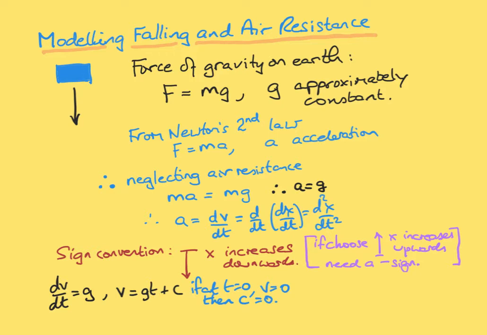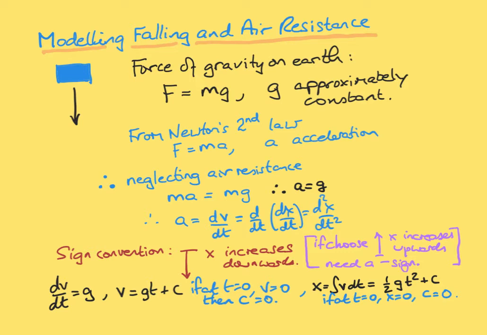And we can integrate that again. And if we integrate again, what we obtain is that x, which is the integral of v with respect to time, is going to be 1/2 g t squared plus some other constant, which I'll just call c again. And if we say that at t is naught, x is naught, then again c is 0. So this is the standard way of solving such problems when we don't have air resistance.